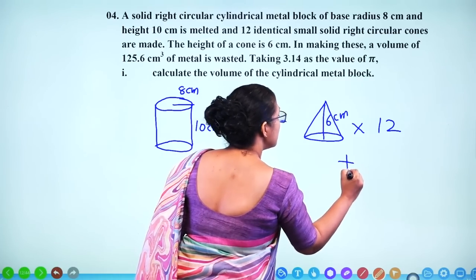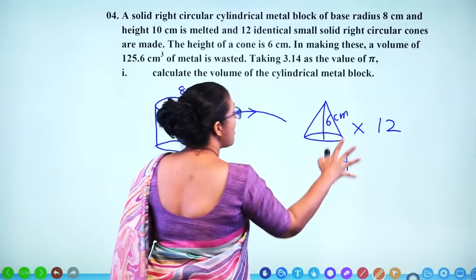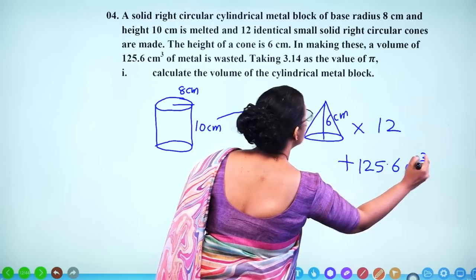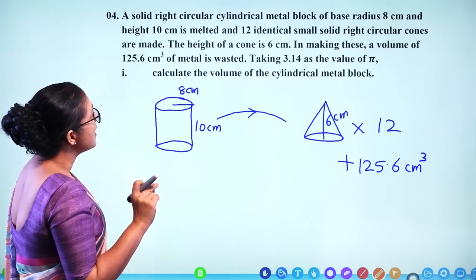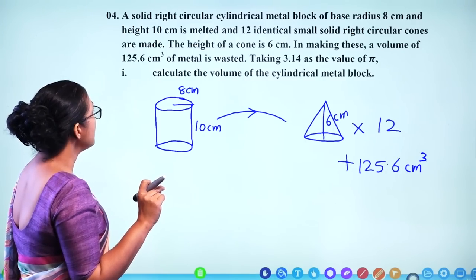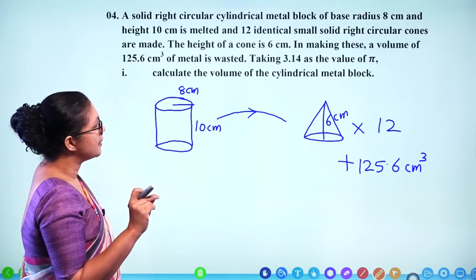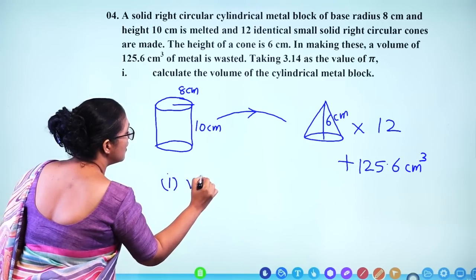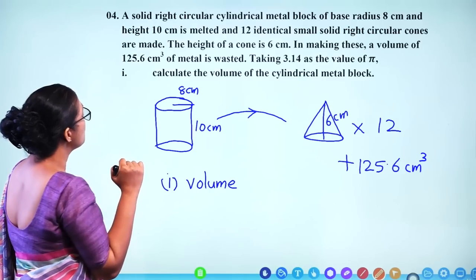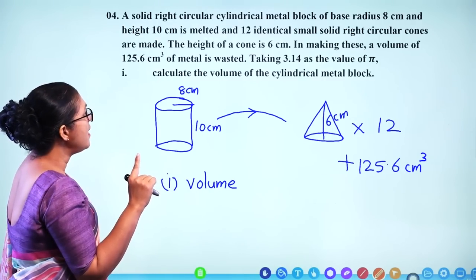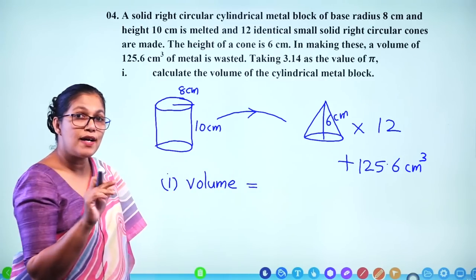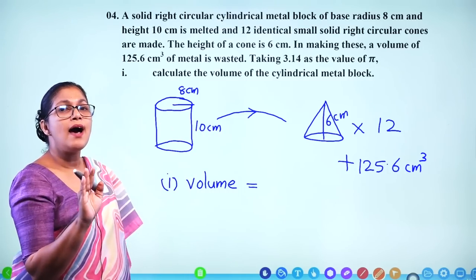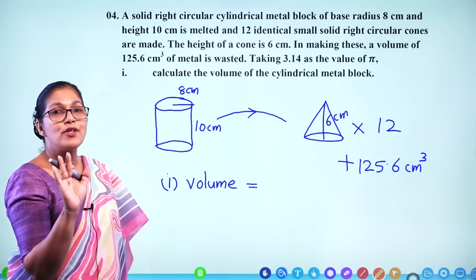So that means when you melt this one, you get this plus 125.6 cubic centimeter. That's wasted. Then taking 3.14 as the value of pi, calculate the volume of the cylindrical metal block. First part is just find the volume of this. So shall we do that? Volume of this one. What's the formula? Pi r squared h. So all these formulae are given in the first page. So make sure that you read carefully. It's not given in this question, but it's there in the front page of paper 2.